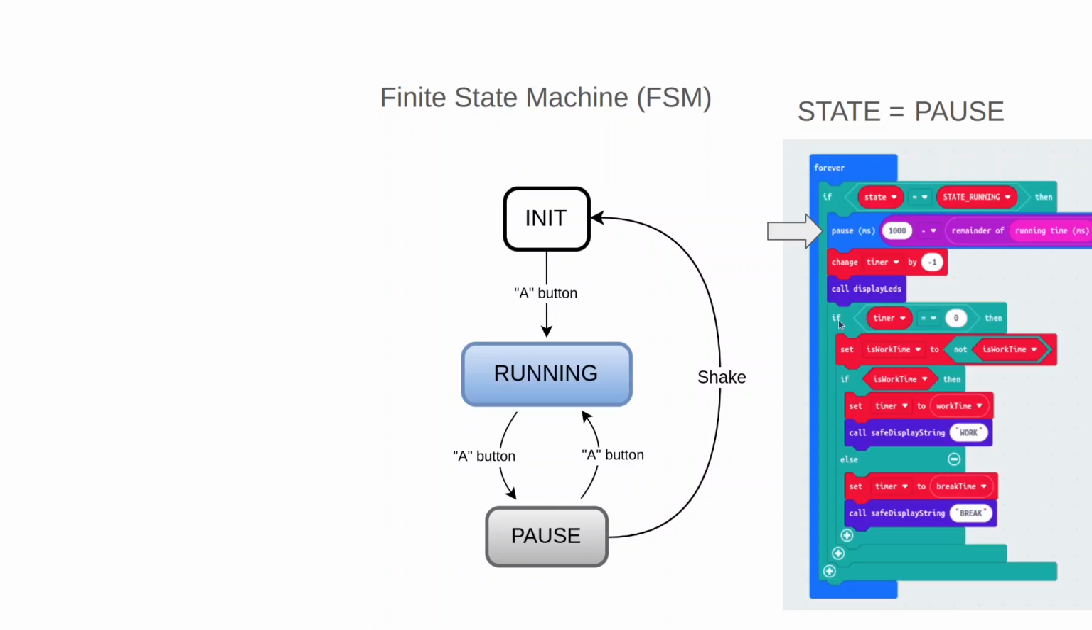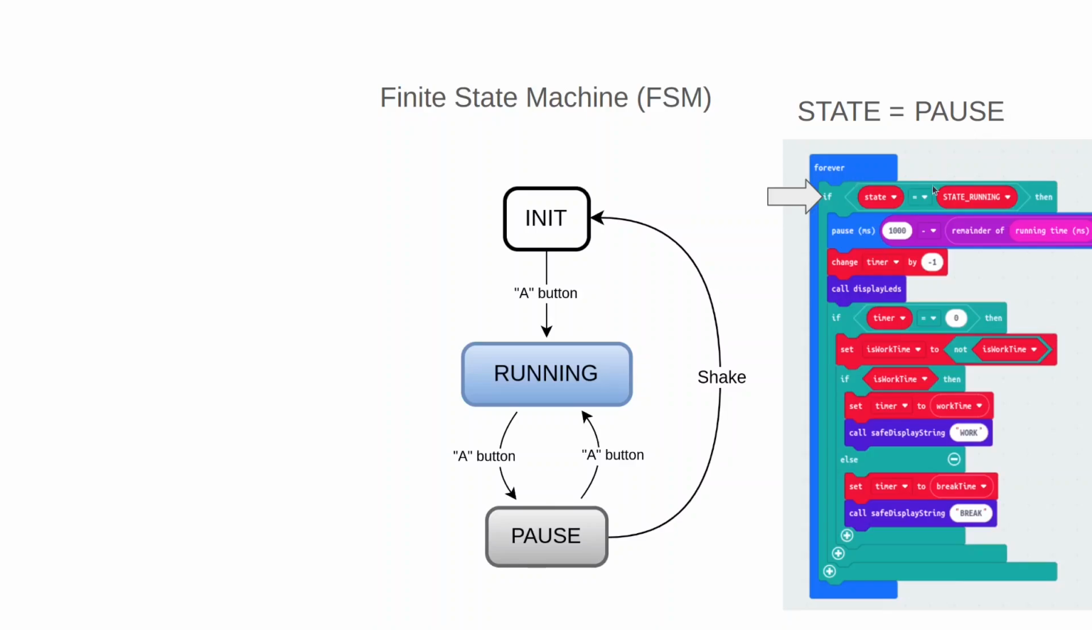Pomodoro will continue to evaluate other blocks. So it will go and execute this change block. So it will lower the timer by 1. It will call display LEDs and it will evaluate this condition if timer is equal to 0. In the worst case, it will go in here and it will call one of these save display string functions. But let's say that we don't have such a scenario, so we are coming back to this if condition. If state is state running, it is not, and then it will not execute any of this code.